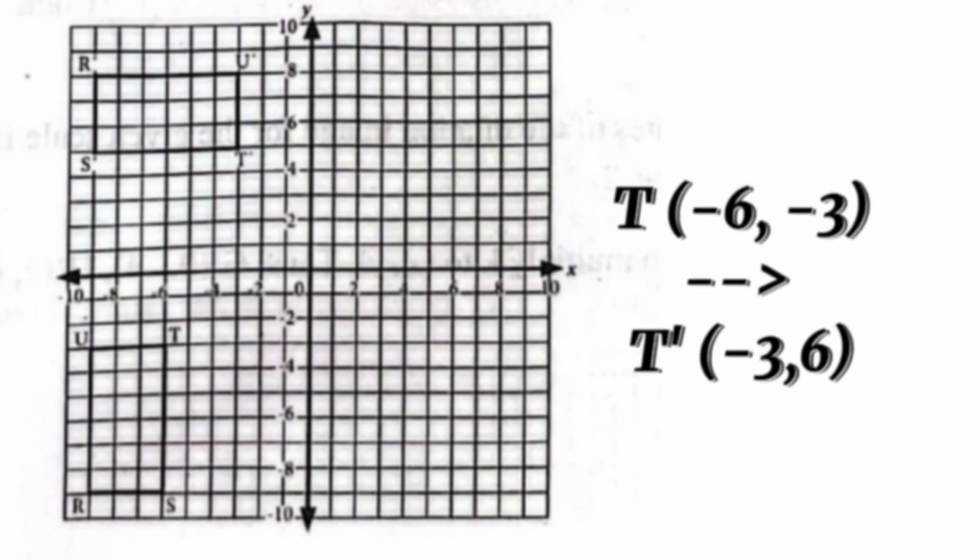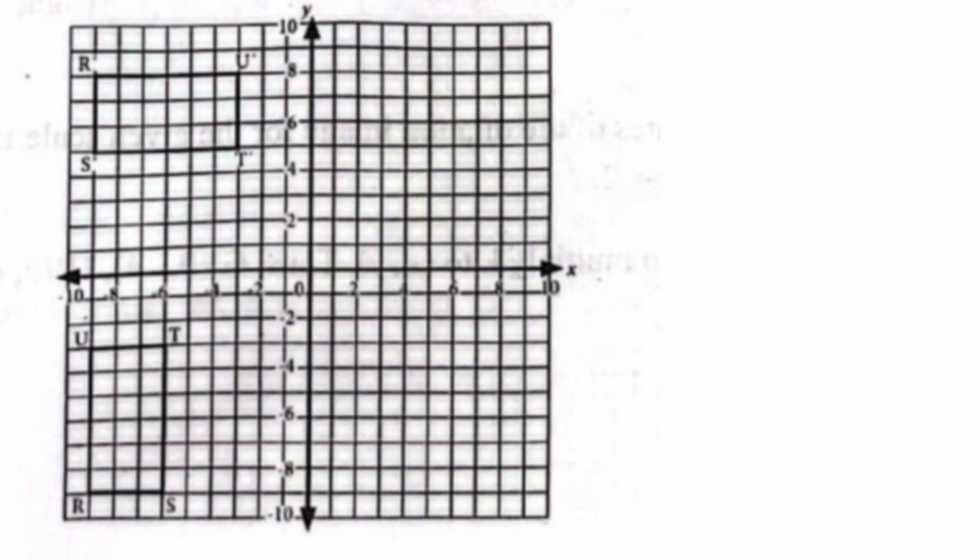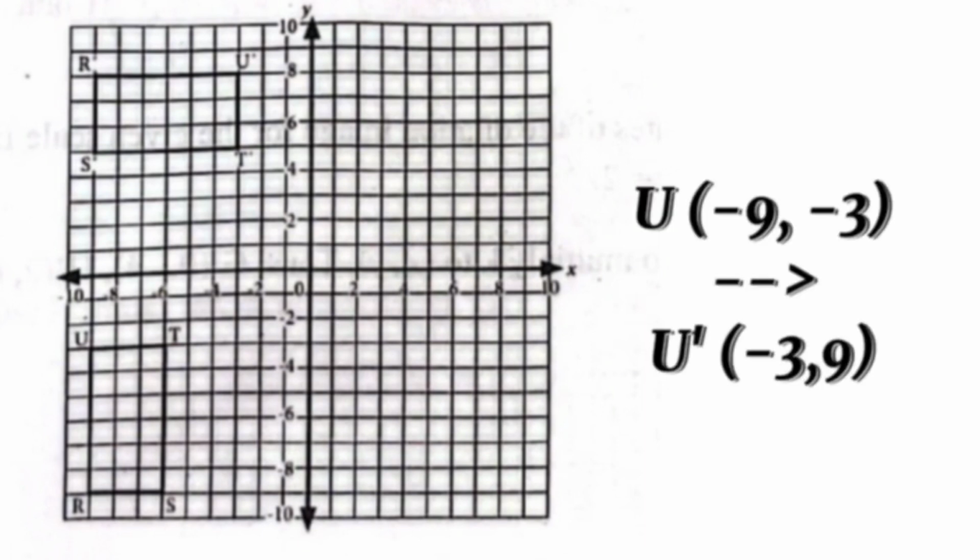The point T has the current coordinates of negative 6, negative 3. If we rotate it, the point T will have the coordinates of negative 3, 6. And the point Q has the current coordinates of negative 9, negative 3. If we rotate it, the point Q will have the coordinates of negative 3, 9.